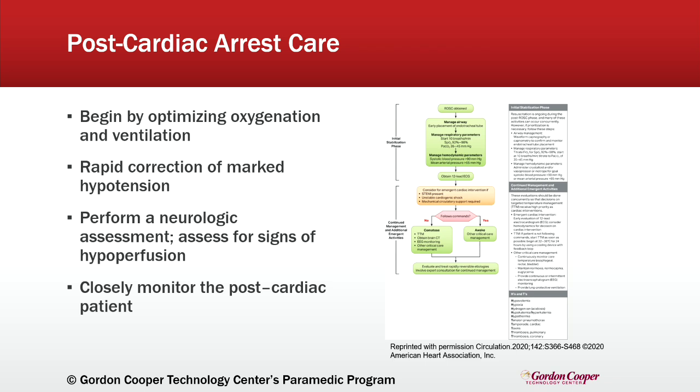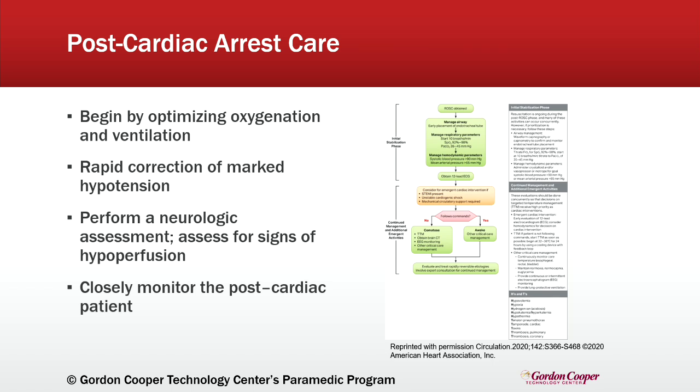And then obtain a 12 lead as soon as possible to check for acute ST segment elevation, which can indicate some ongoing ischemia or damage. It's crucial to assess and maintain a systolic of at least 90 and a mean of at least 65, and that helps ensure adequate perfusion to vital organs. If marked hypotension is present, it should be corrected quickly.